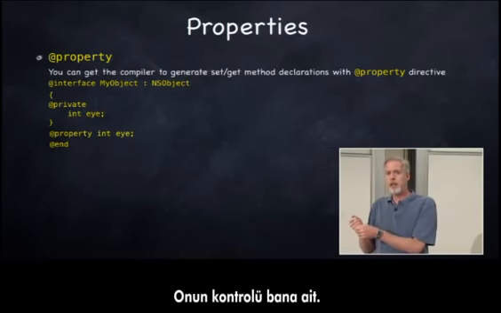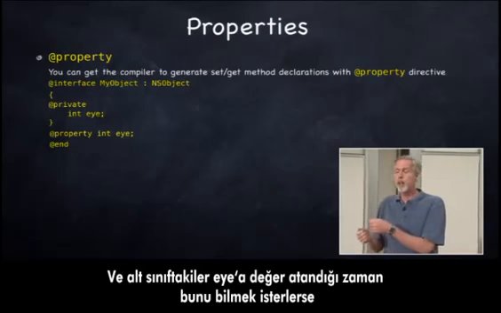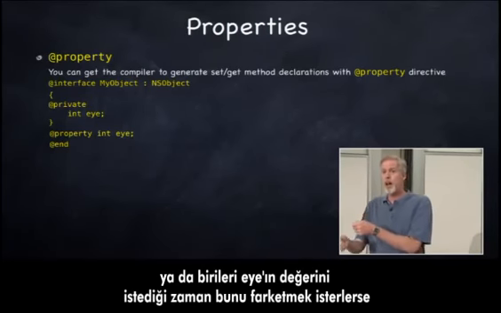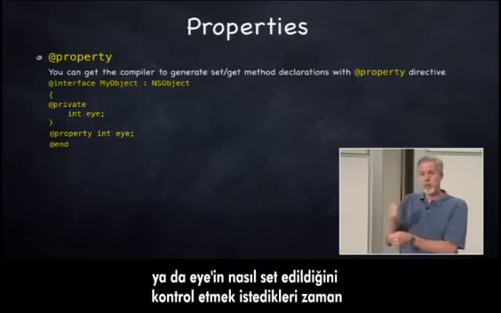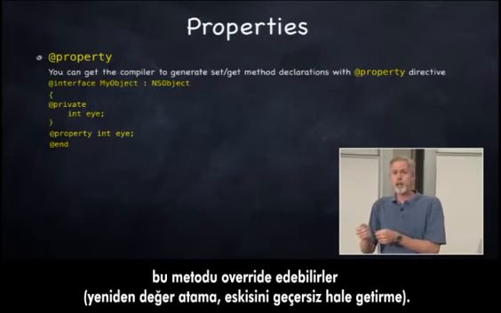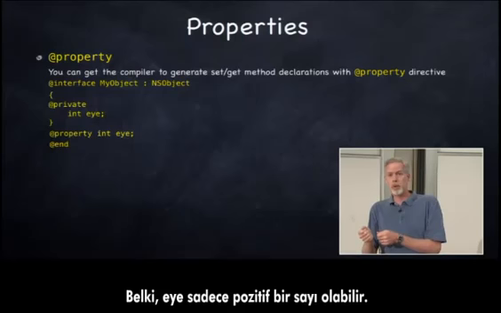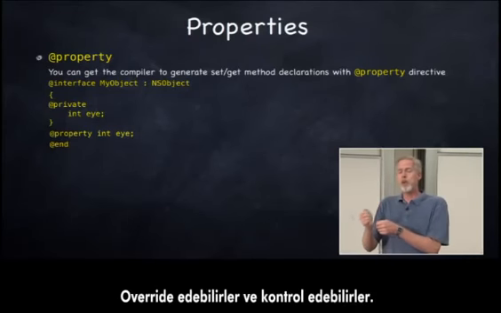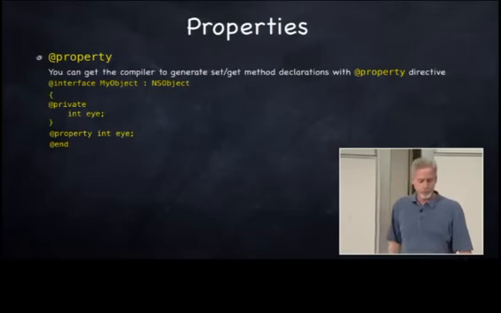So I have control of it. And subclassers can override those methods if they want to find out when I is being set, or when someone's asking for I. Or if they want to control how I is set. Maybe I can only be a positive number. We'll see an example of that in a minute. They can override that and control that.